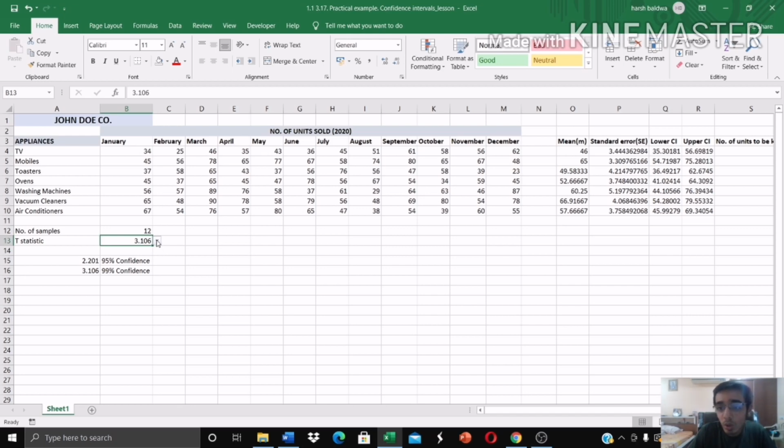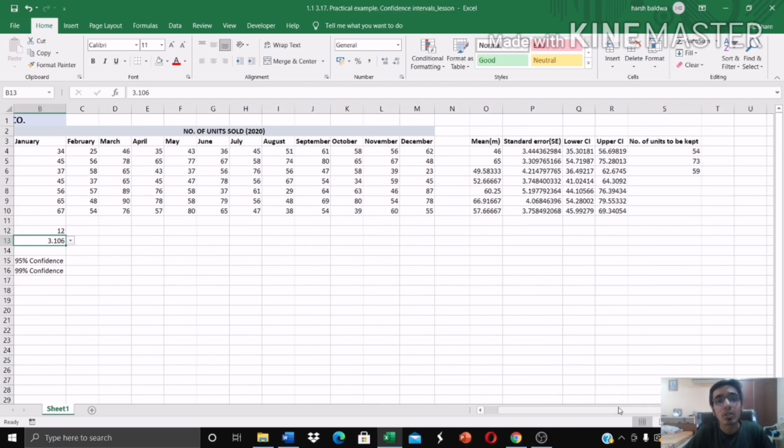Notice that the confidence interval has expanded a little bit. If you go with 2.201, it was 38 to 53 for the TVs. And if you go with 3.106, it is 35 to 56. Now, why does this happen? It's quite simple.